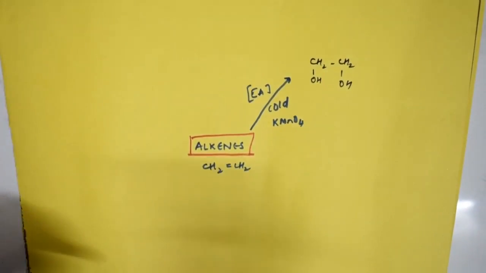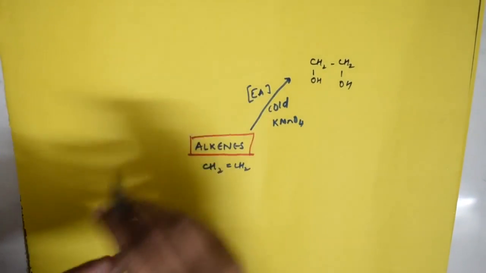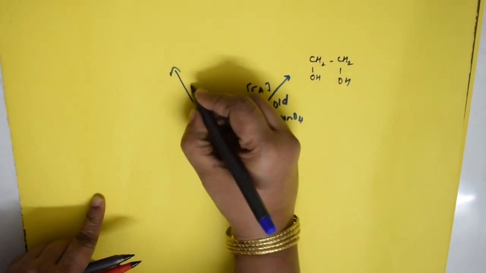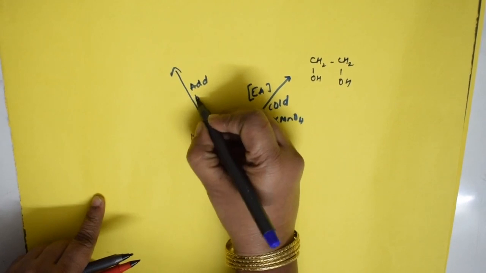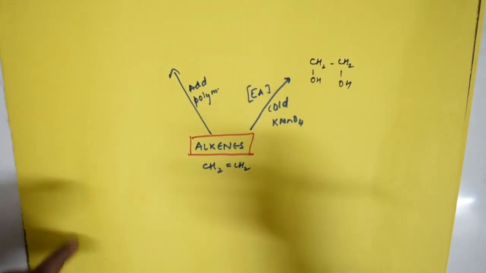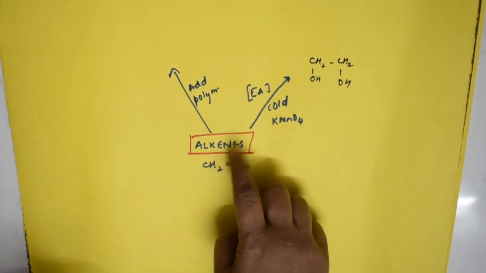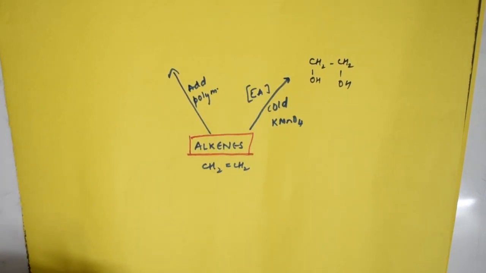Further, suppose I take the same alkene, and what am I going to do? I'm going to do addition polymerization. Let us take that. When I do addition polymerization, as you know, the chain goes on extending, right? So the double bond breaks here, and what is going to happen?